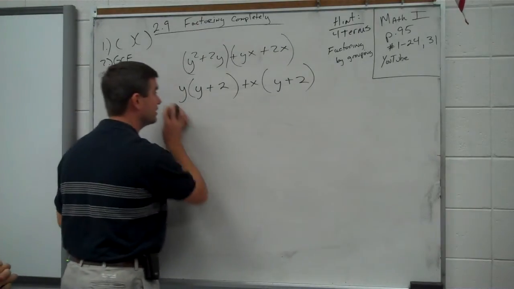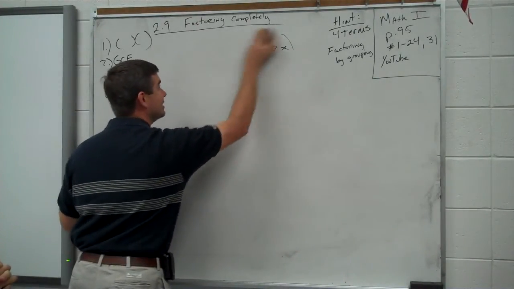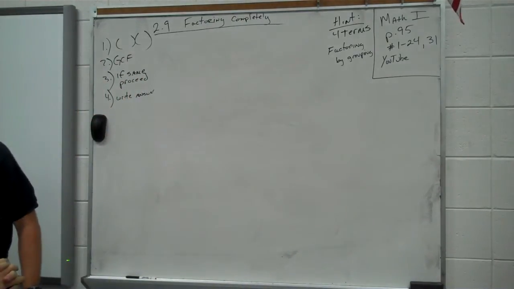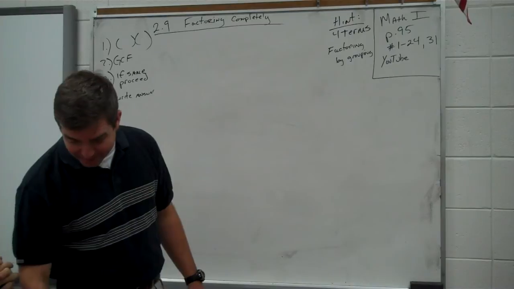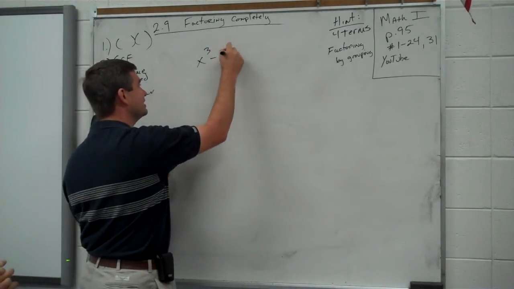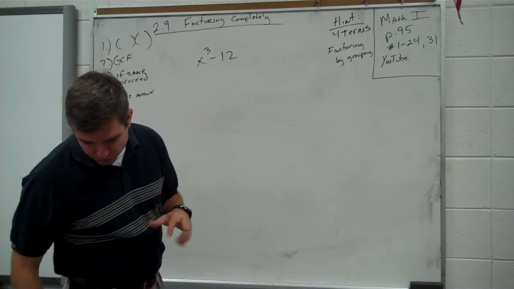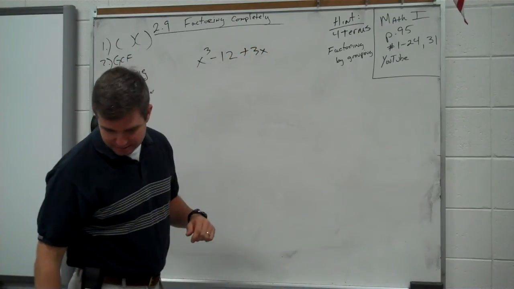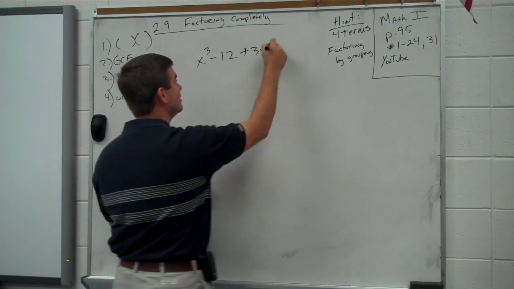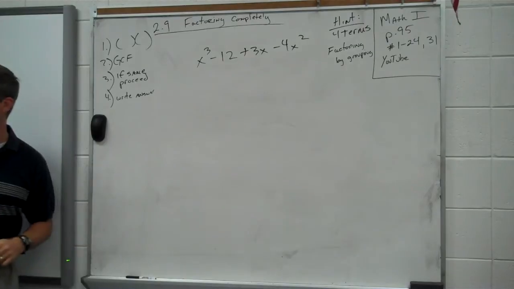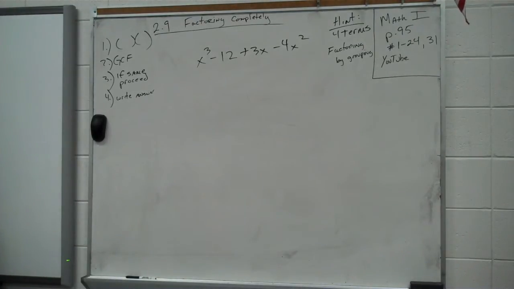Let's do another example because I know what you're going to ask. What's your question? What if they don't come out the same? Exactly. See, you guys are always one step ahead of me, right? What if it doesn't work out? Right? Let's look at this example. X cubed minus 12 plus 3x minus 4x squared. Okay? First step, Nash.